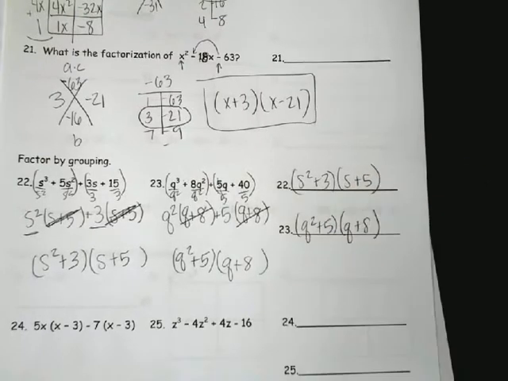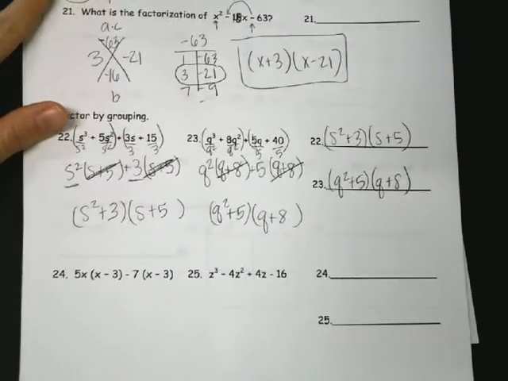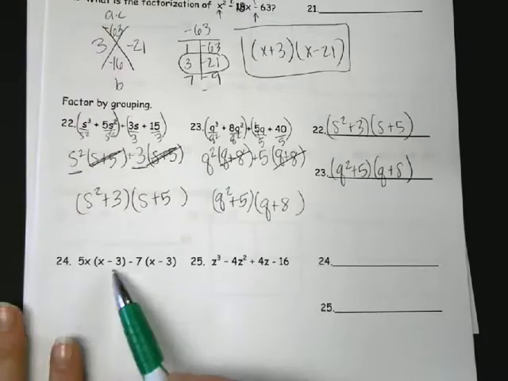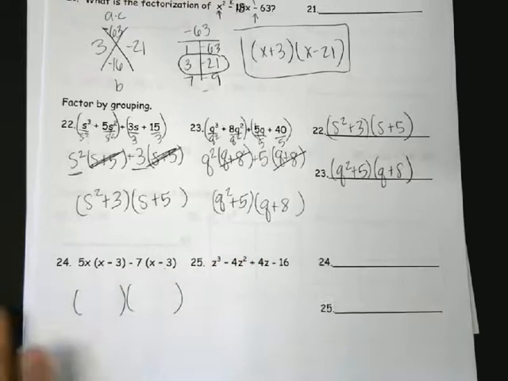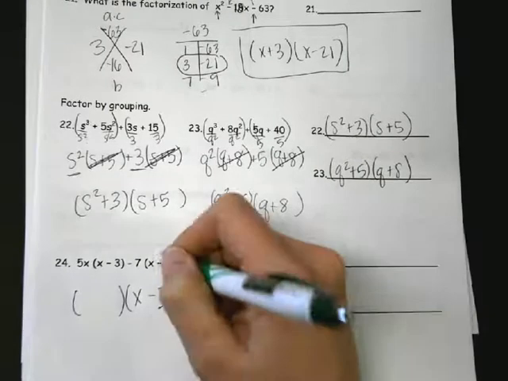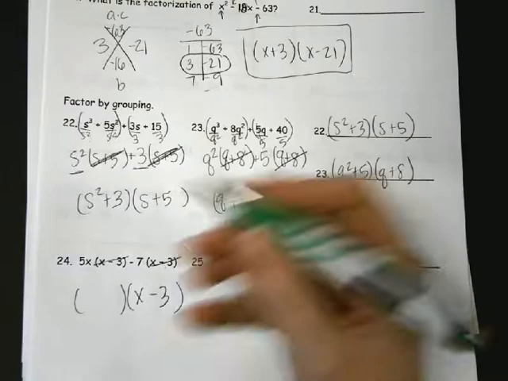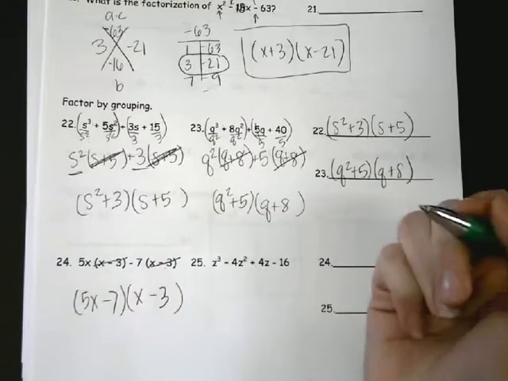I really like number 24 because number 24 is halfway done for me. It already has these parentheses done, so I know when I'm done factoring, I'll have 2 sets of parentheses. X minus 3 is already done for me, and I can take that guy out. And then you see what's left, and it's 5x minus 7. So I'm finished. 5x minus 7, x minus 3.